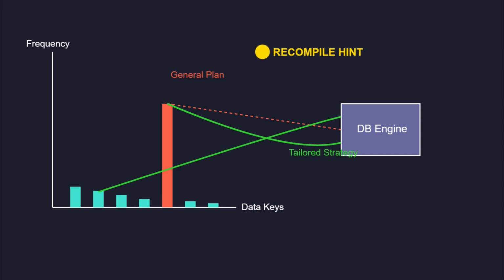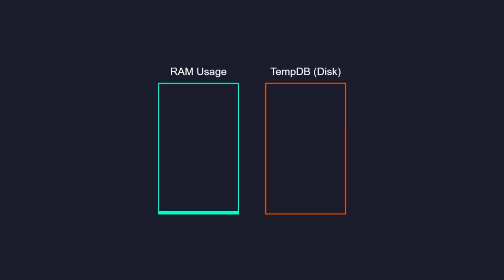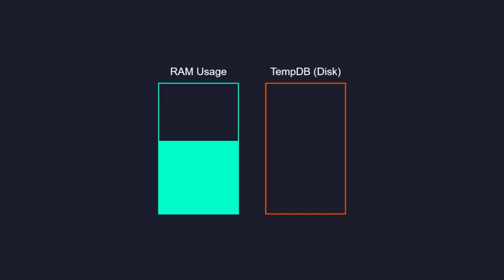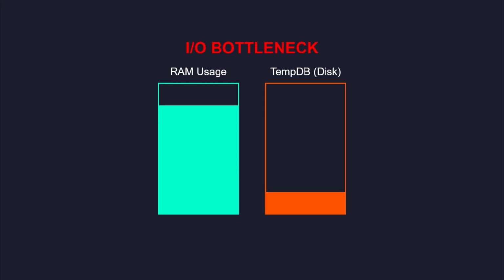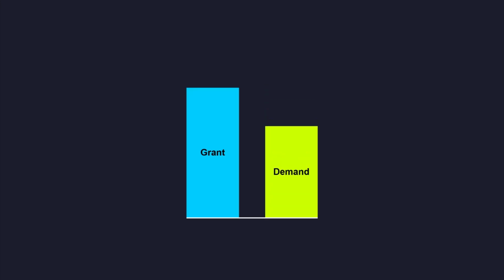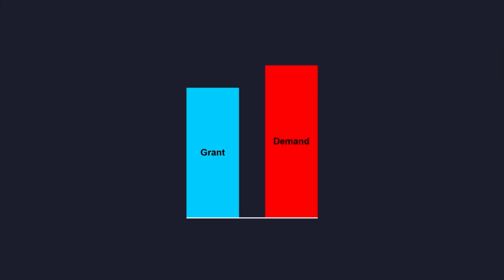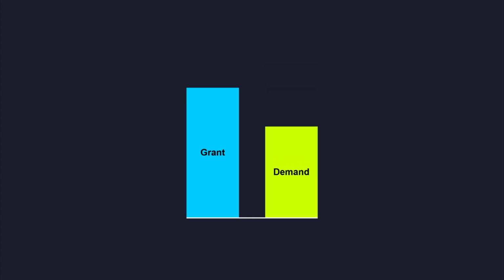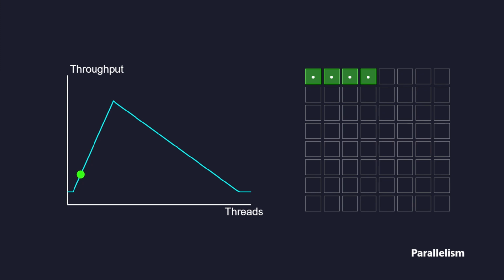This trades CPU time for a more tailored and efficient data access strategy. Sort and join operations that exceed allocated memory spill into the temp database. Because the temp database resides on disk, this creates an input-output bottleneck. Monitor memory grants to ensure large queries have enough workspace to stay in RAM.